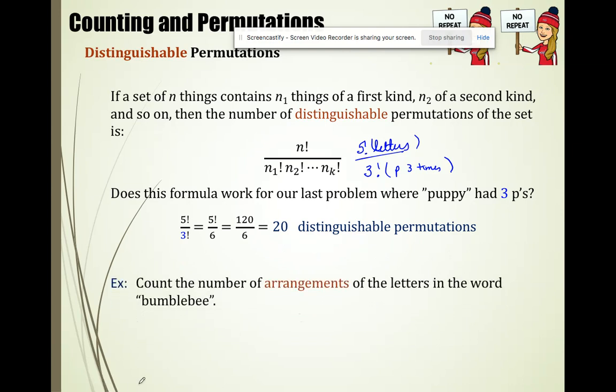So how about bumblebee? What would you do for bumblebee? How many letters are there first? 1, 2, 3, 4, 5, 6, 7, 8, 9 letters. Arrangements is permutations, so no repeats. That means I need factorial. So 9 factorial, but there are some repeated letters, aren't there?